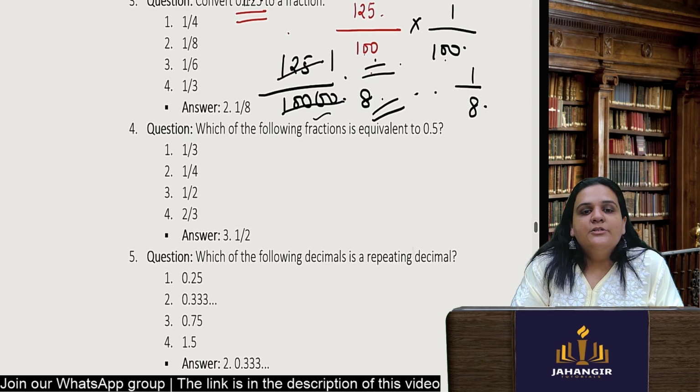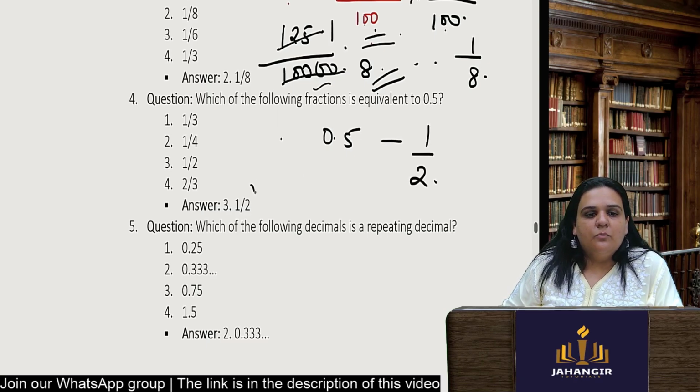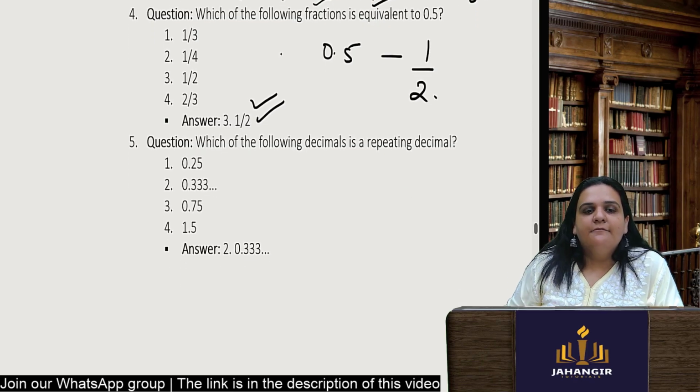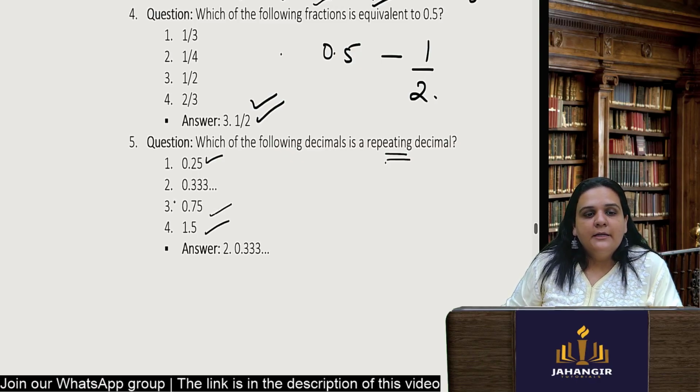Which of the following fractions is equivalent to 0.5? It is basically nothing but half, and half is nothing but 1 upon 2. Where solving is not required, don't solve, directly give the answer. Which of the following decimals is a repeating decimal? Repeating means it's not terminating. So 0.25 terminated, 0.75 terminated, 1.5 terminated. This is repeating, same pattern, so 0.3333.